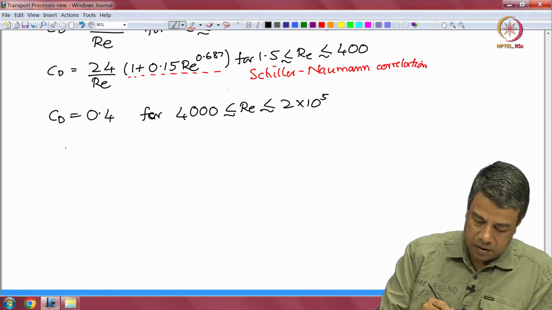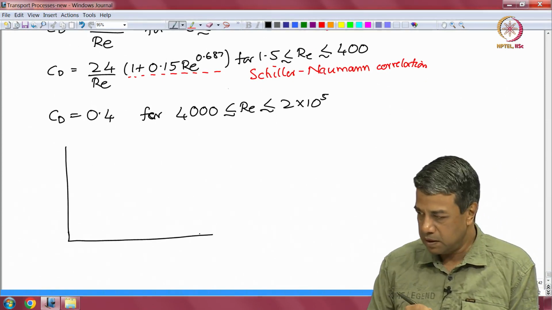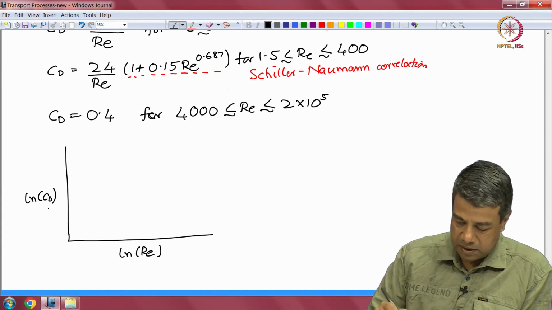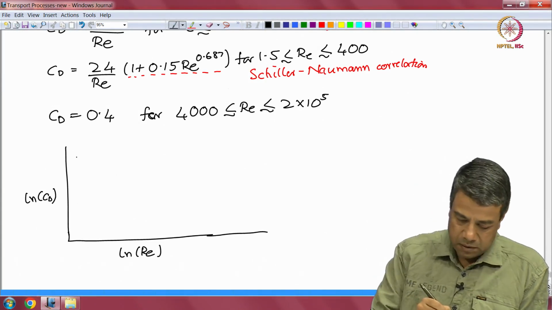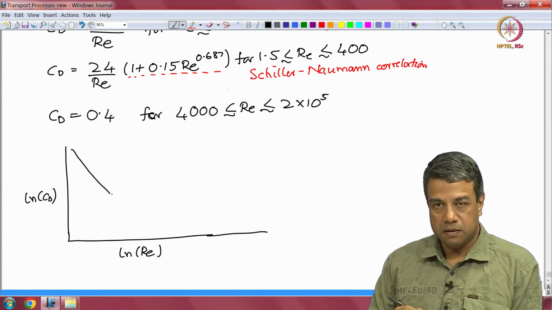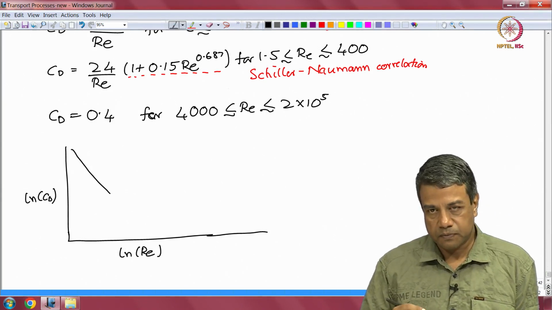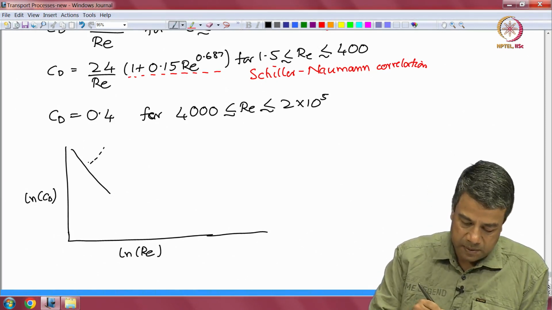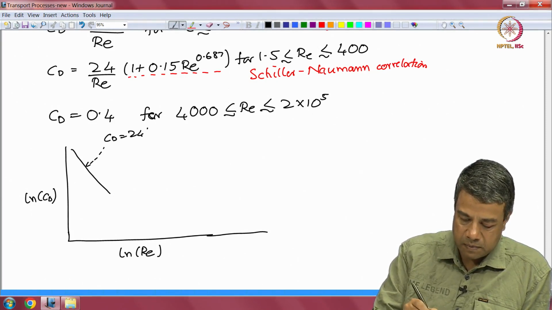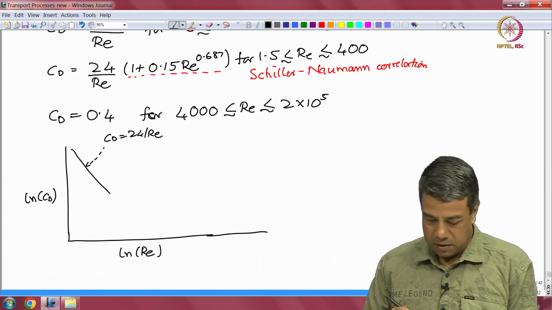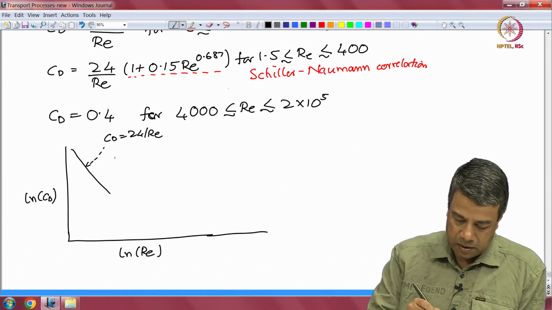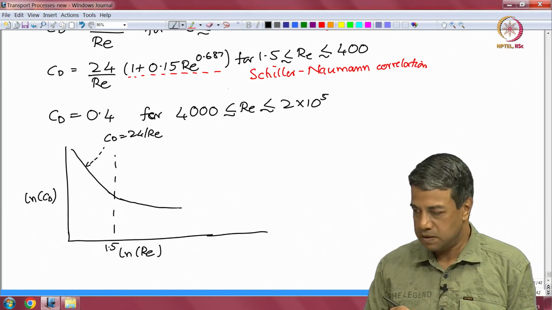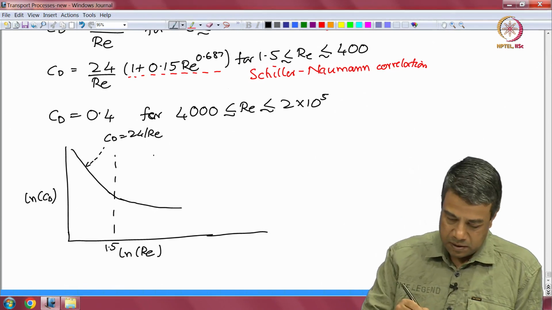So, if I plot on a log plot the natural logarithm of Reynolds number on the x axis and the natural logarithm of CD on the y axis, we know that it has to have a slope of -1. CD is equal to 24 by Re, which means log CD is equal to log 24 minus log Re. It works up to about 1.5. Beyond that it takes a turn like this.